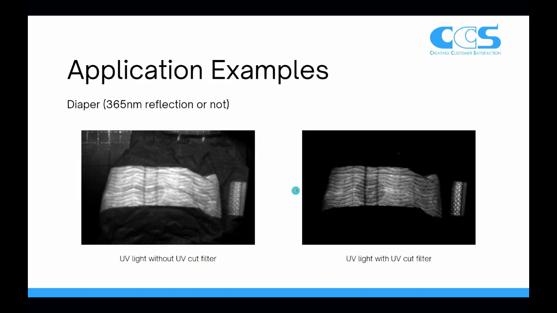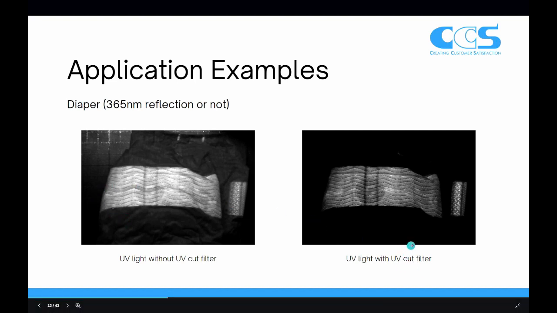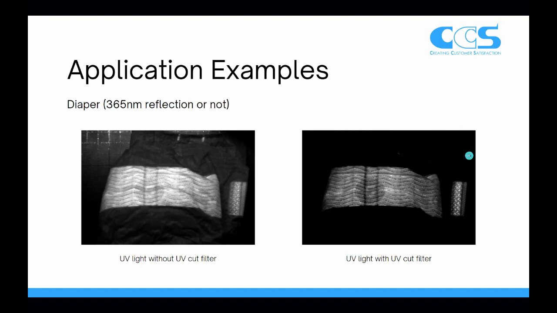Here's an example of looking at a diaper. There's a big strip that fluoresces in diapers. Without the UV cut filter, we can still see the strip is there pretty clearly, so this would be a good image. We are seeing some reflection of the 365 nanometers up in the corner. It's not necessarily a black and white photo. But once we add that UV cut filter, we don't see any of that reflection of the 365 nanometers. We just see what is fluorescing, so there's no need to hide or play with settings. It's just kind of black or white. Is it present or is it not?